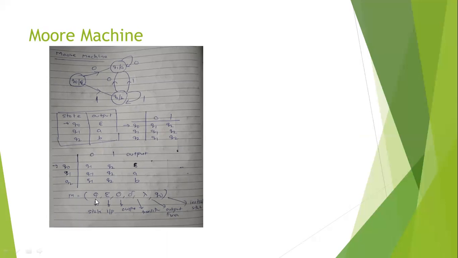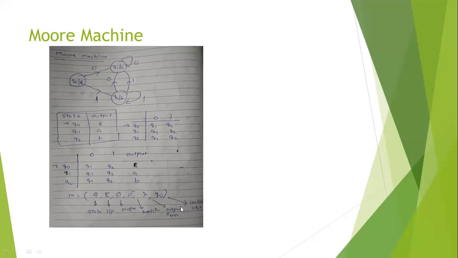What are the different tuples? Again the tuples are same. M is equal to Q. Q is total number of states. Summation is the total inputs associated. O is output. Delta is a transition, and lambda is an output function. Q0 is the initial state. So this is nothing but a Moore machine.